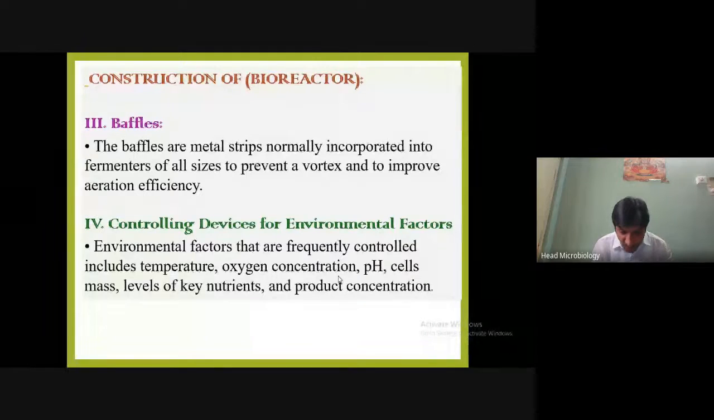And another important factor is controlling the environmental factors such as temperature, oxygen aeration, pH, and different key nutrients. Different parameters are there, and all those things should be controlled. And the use of computers in the fermenter.